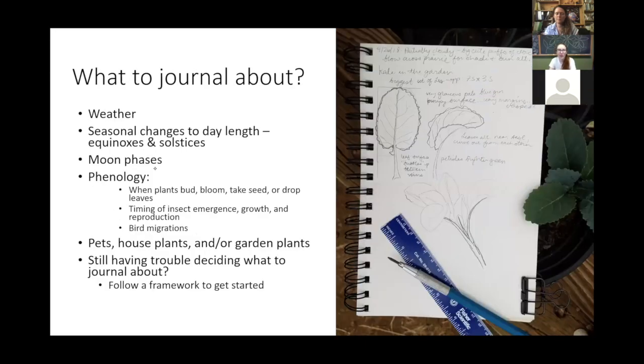And so again, journal about whatever you want, really. Even if you never learn scientific terminology, journaling can be really rewarding. You can journal exclusively about how the changing colors of the sky make you feel, for example. Really whatever excites you and gets you outside.